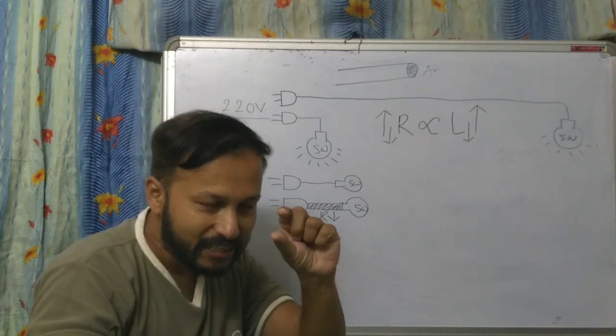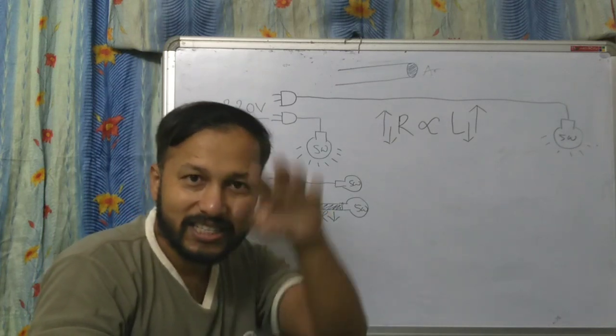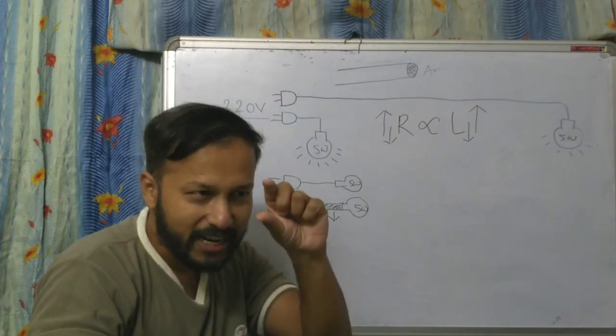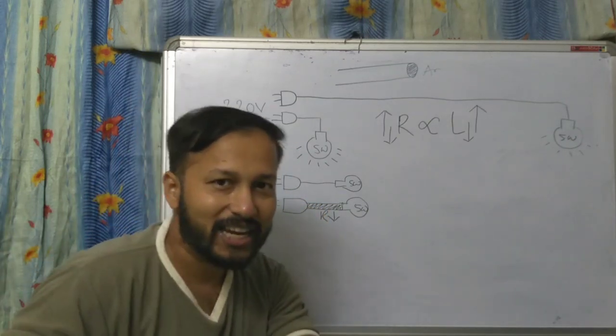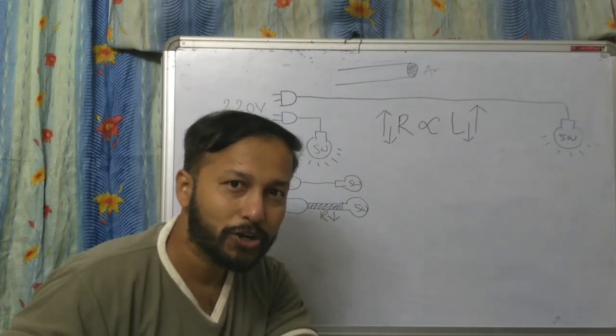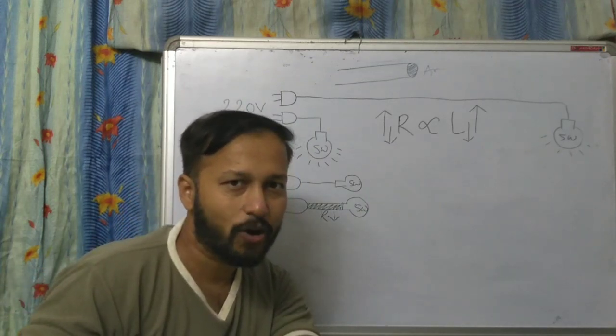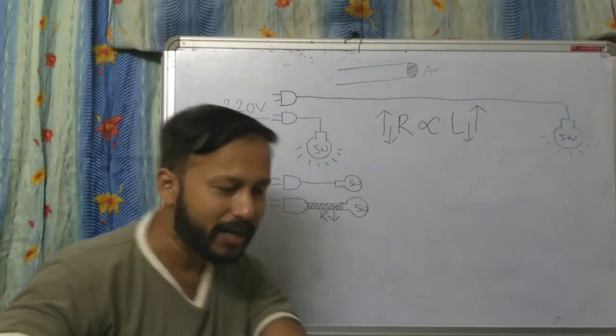If the area is bigger, resistance is less. If the area is small, resistance is high. So, resistance is inversely proportional to the cross-sectional area of the wire. So, we can write it like this.